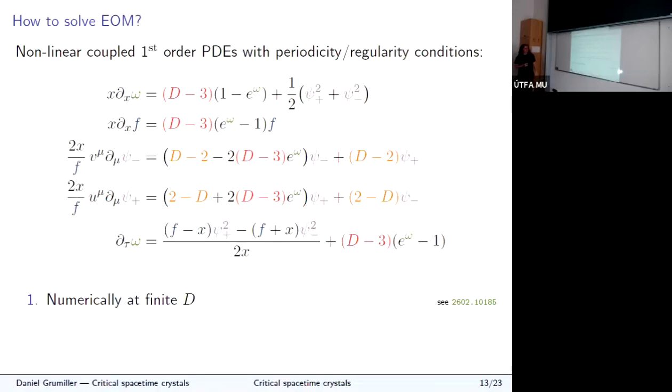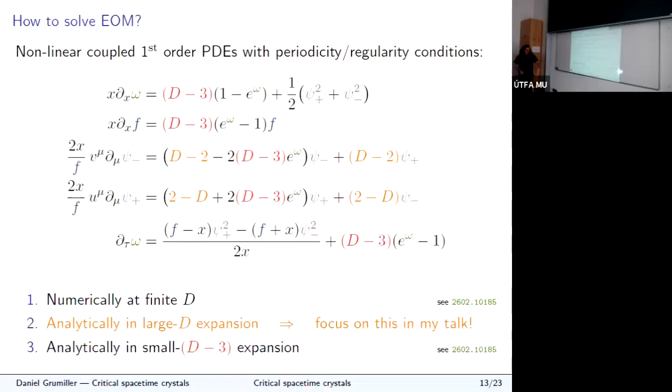And if you stare at this equation, you immediately see the dimension appearing in such a way that you may expect something interesting to happen when the dimension goes to infinity or to 3. And indeed, we find that there is a meaningful large D limit where we get analytic, very simple solutions, and this is going to be the focus of this talk. I just want to mention that there's also a similar expansion in the limit where D approaches 3 from above, but this is less developed, so this is maybe something interesting for the future.